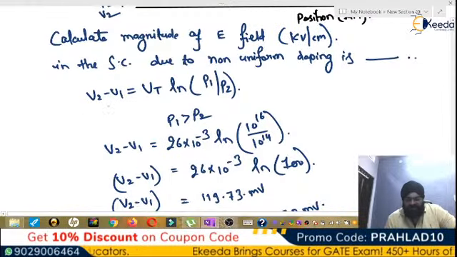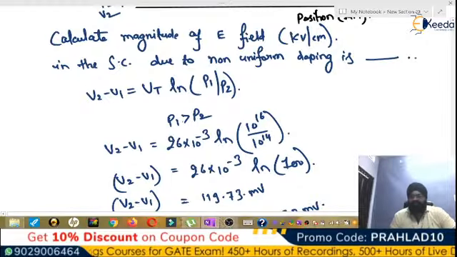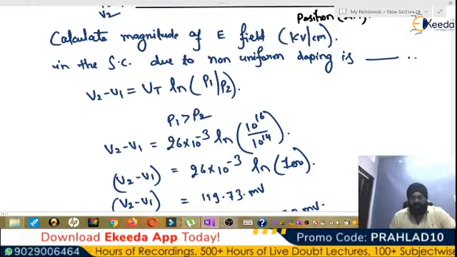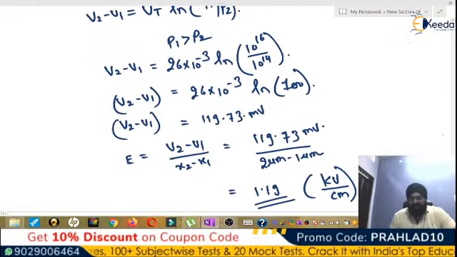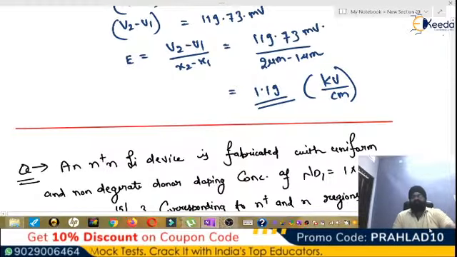So the formula is V2 minus V1 equals Vt ln P1 by P2. Here P1 is greater than P2. So V2 minus V1 is 26 into 10 raised to power minus 3 times ln of P1, which is 10 raised to power 16, by 10 to the power 14. So V2 minus V1 is 26 into 10 raised to power minus 3 ln 100. When we solve, V2 minus V1 is 119.73 millivolt.